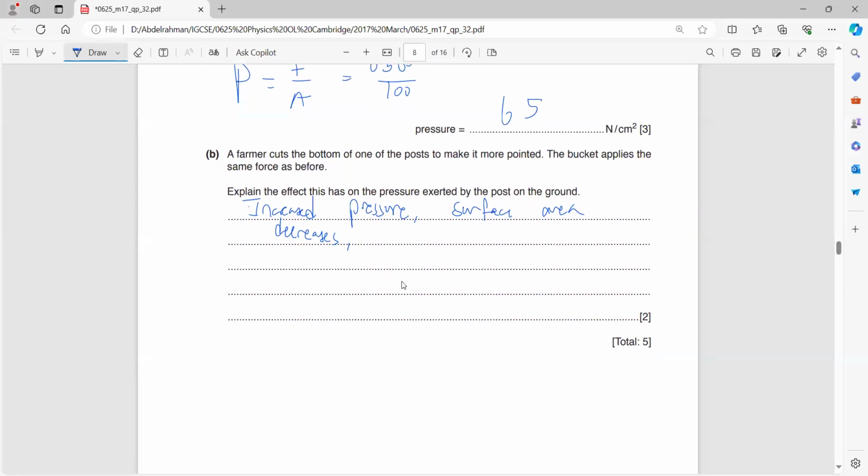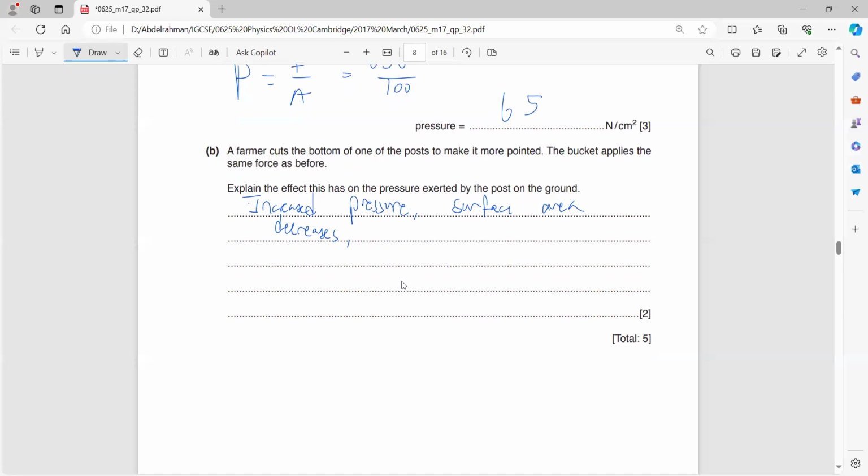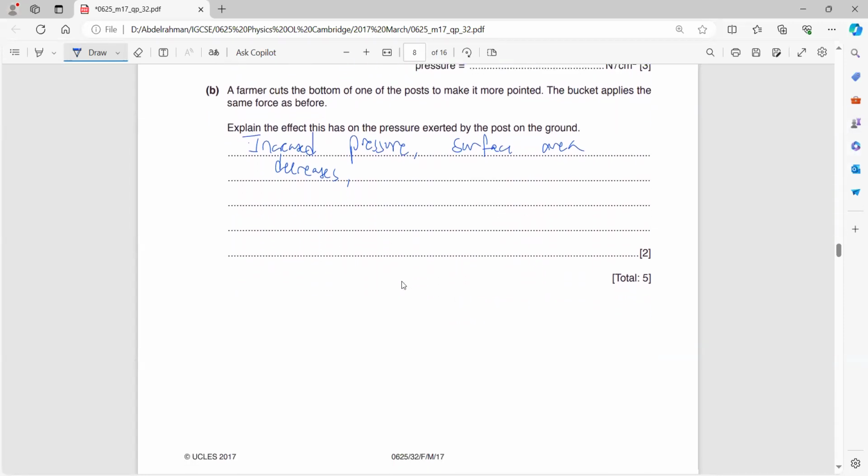Or vice versa. As the surface area decreases, the pressure increases. Weight distributed to the whole body.